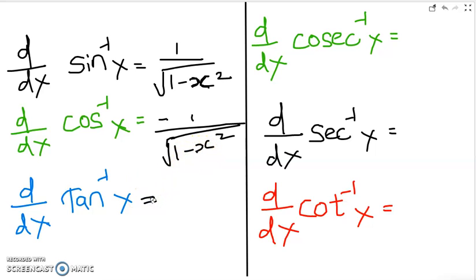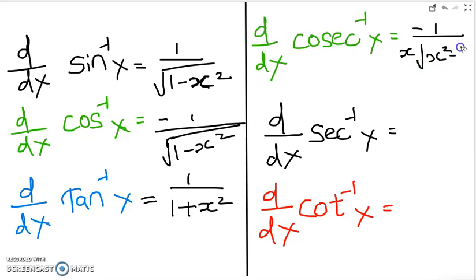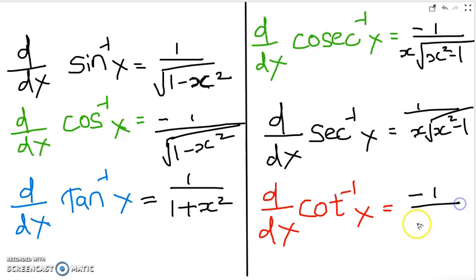In the same way, tan inverse x is 1 by 1 plus x square. Simple one. Cosec inverse is somewhat tough: minus 1 by x under root of x square minus 1. In the same way, sec inverse is 1 by x under root of x square minus 1. Cot inverse, last but not the least, same as tan, is minus 1 by 1 plus x square.